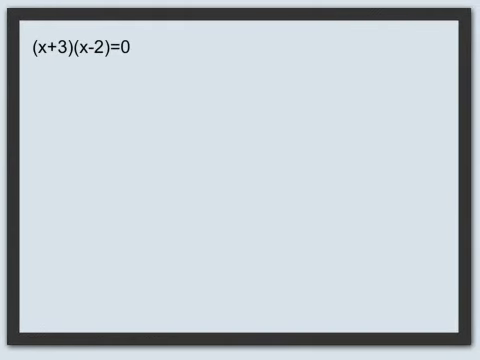Let's use the zero property to help us solve this equation. First, let's review the zero property. The zero property tells us that if we multiply two or more factors together and the product is 0, then one or both of the factors equals 0. So in this case, if a times b equals 0, that tells us that either a equals 0 or b equals 0 or both.